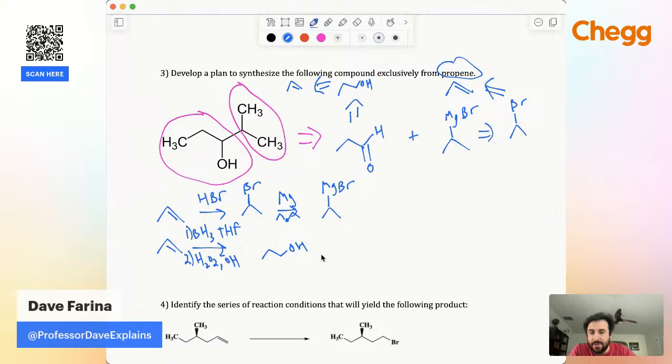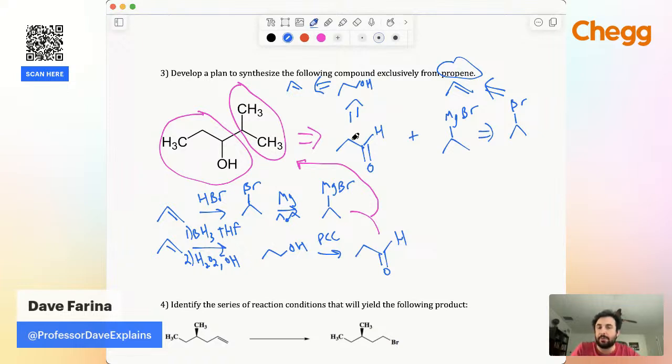So we go to that, and then how are we going to go from the alcohol to the aldehyde? We got to oxidize, but we got to use a soft oxidizing agent because we don't want to go all the way to the carboxylic acid. We want to go to the aldehyde. So there is our aldehyde, and there is our Grignard reagent, and these two together go to our product.